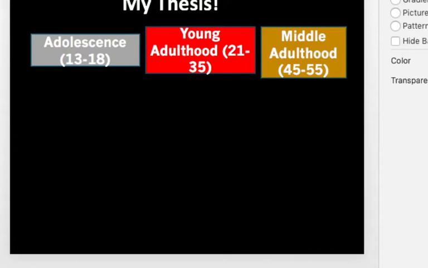Ang pinag-aralan kong mga age groups dito are adolescents, age 13 to 18, young adulthood, age 21 to 35, middle adulthood, ages 45 to 55. So, yan yung mga age groups na gusto kong pagkumparahan. Now, question, ano yung mga psychological variables that I compared across these 3 ages?